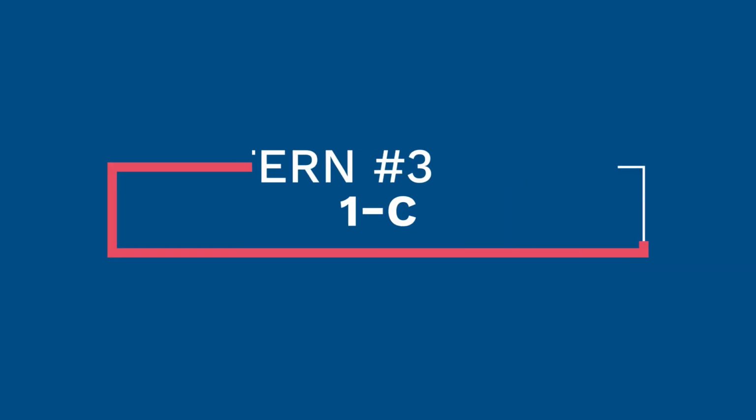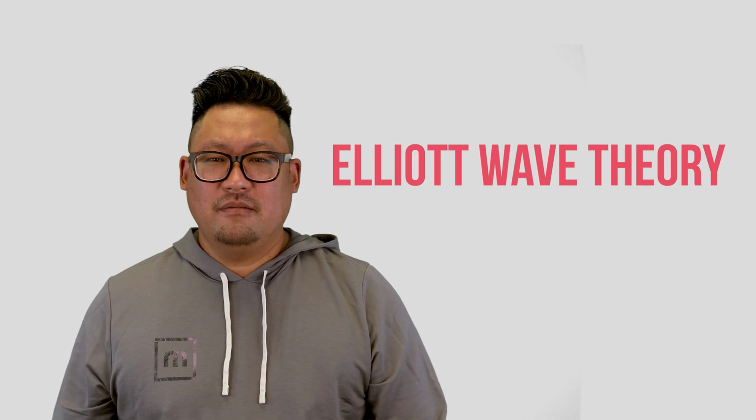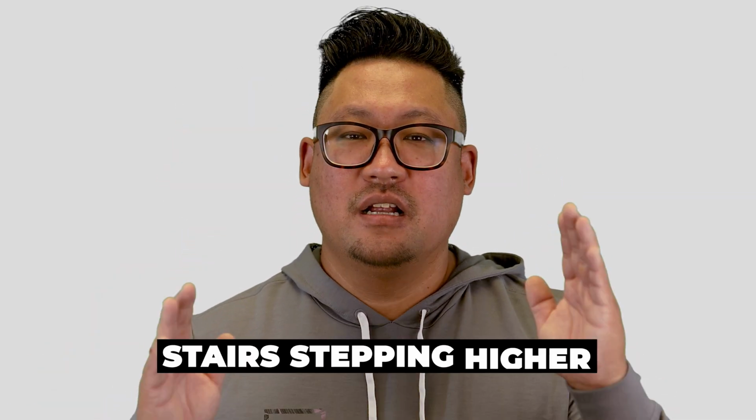The third one is going to be called the 1, 2, 3 or the ABC. Now, a lot of this is tied to a more complex strategy called Elliott wave theory. Realistically, folks, I just want you to think about it as stair stepping higher. We all know what stairs look like, right? So equate those stairs to the chart itself. Basically, it goes up another step, and up another step.